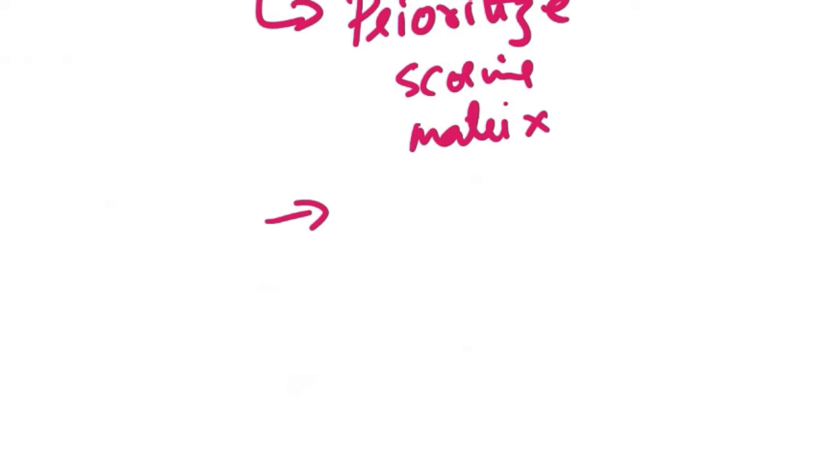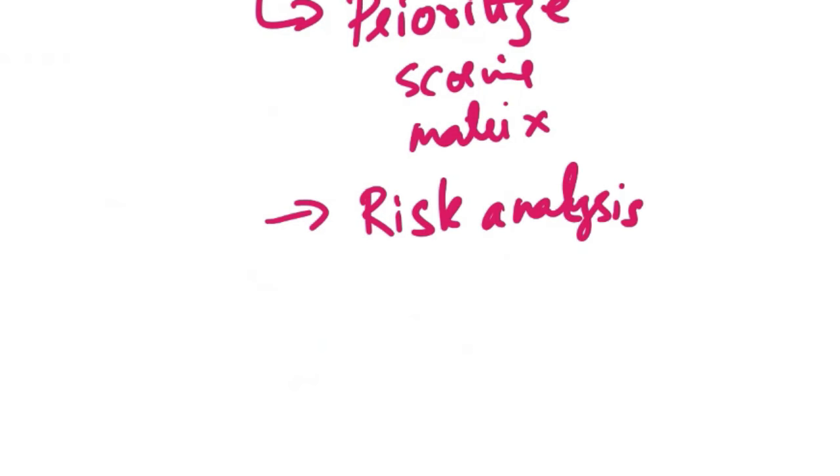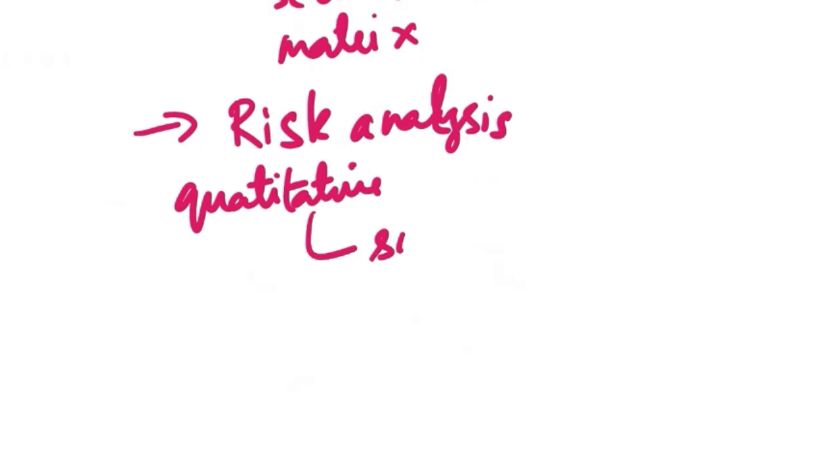Another step is to conduct a qualitative or quantitative risk analysis. This is to further assess and analyze prioritized risks. Qualitative methods assign subjective ratings to risks based on their likelihood and impact. Mostly it will be like high, medium, low.